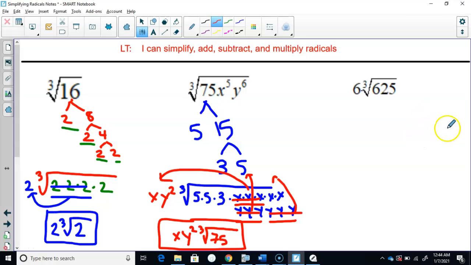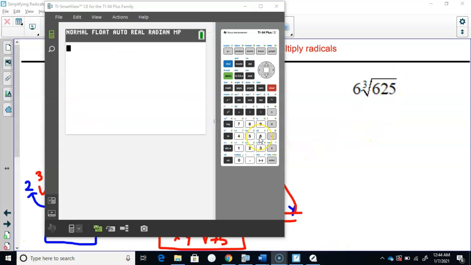Okay, let's move on to the next one. How is this one different than the other ones? Well, it looks a little bit easier because it doesn't have the variables maybe, but it has this number on the outside, so I want to address that as well.